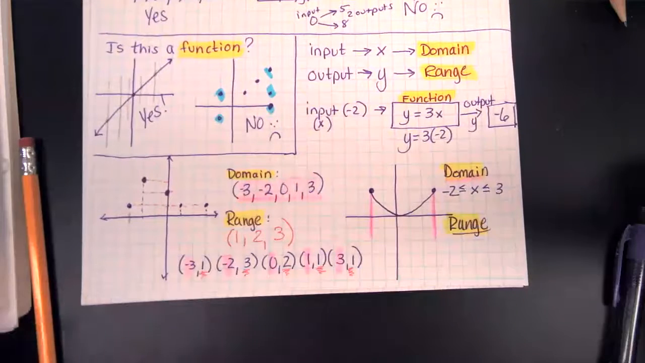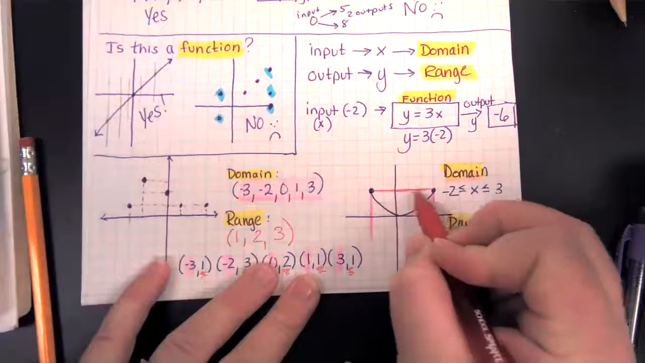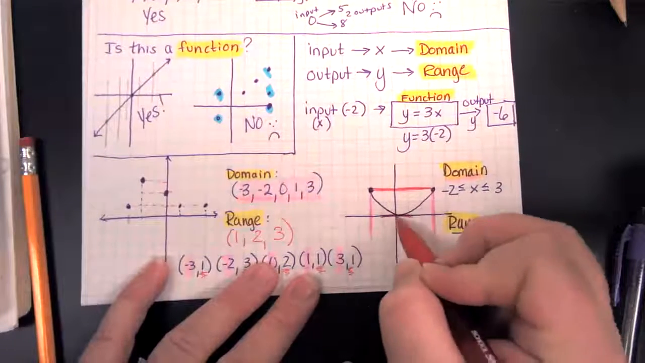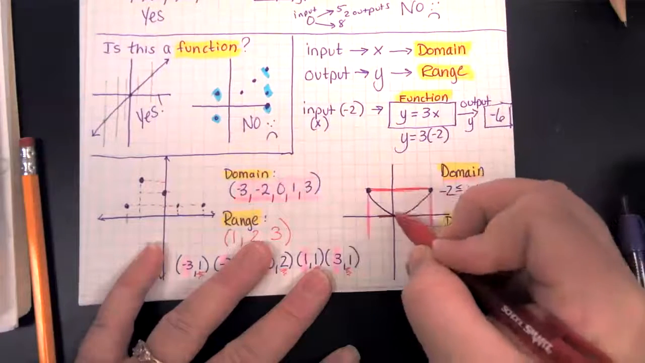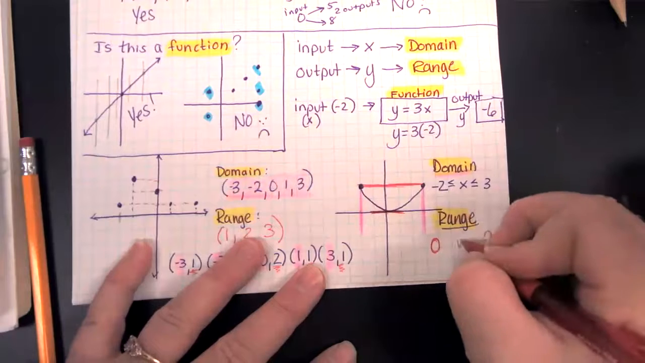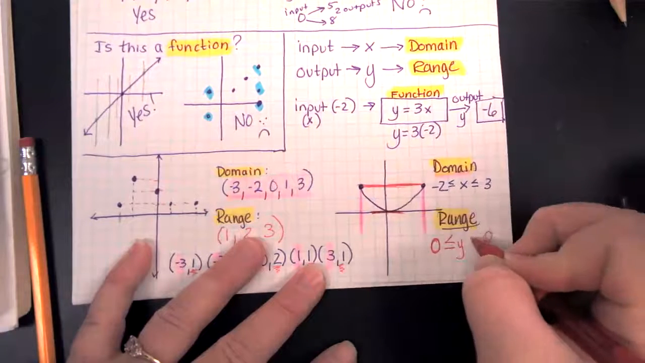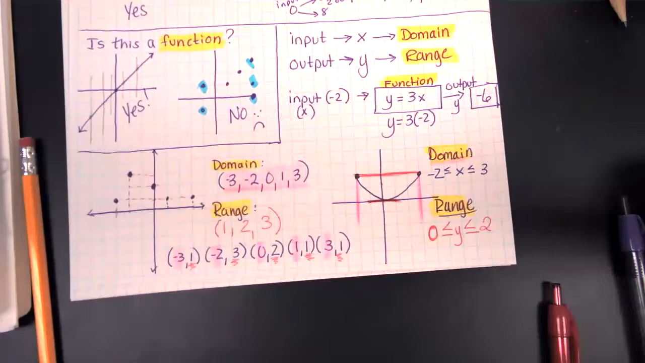The range here, let's get my red. All right, so look, I start here and I go down to here. So what's my lower end? Well, that's 0. And my upper end is 2. And my letter that I want to use is a Y. And I want from here all the way up there. There you go, on domain and range.